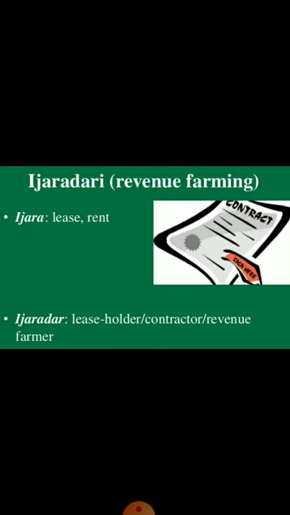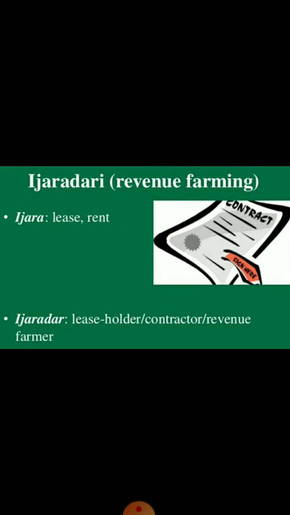Why was Ijaradari introduced? The Subadars were aware of the unfair practices of the revenue collectors who kept a fair share of the revenues collected instead of sending it to the Mughal treasury. In order to keep the officers on their toes, the Subadars introduced a new system called Ijaradari.